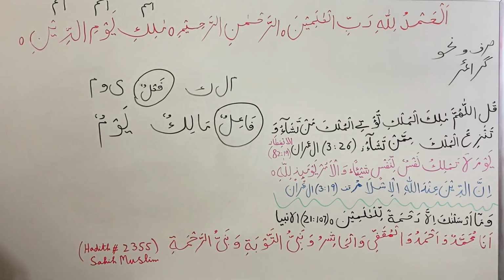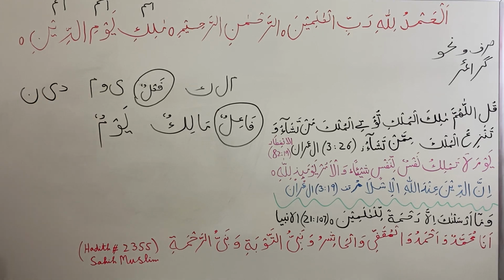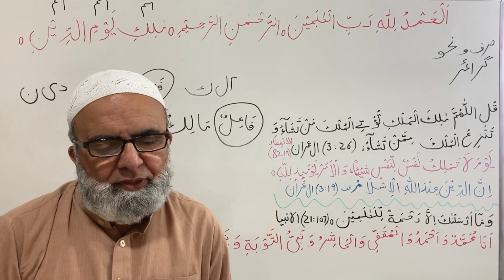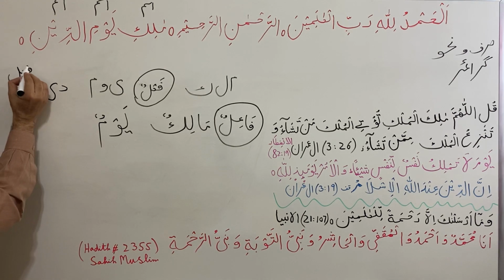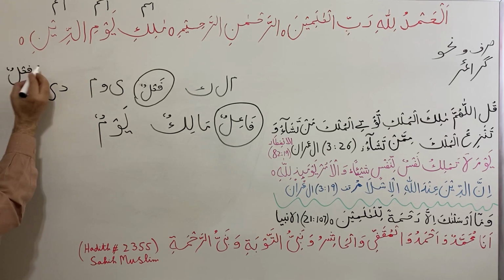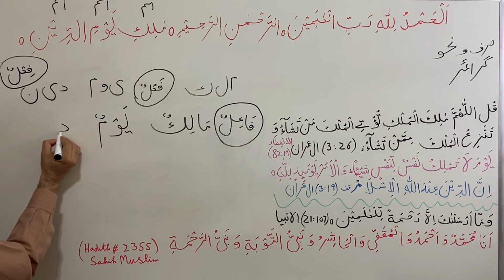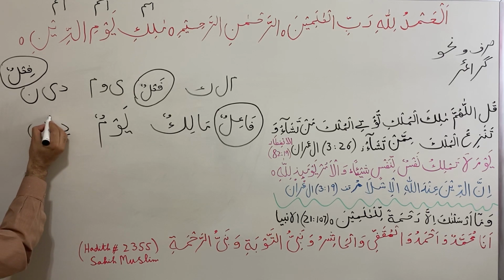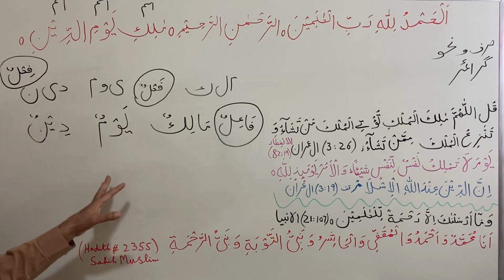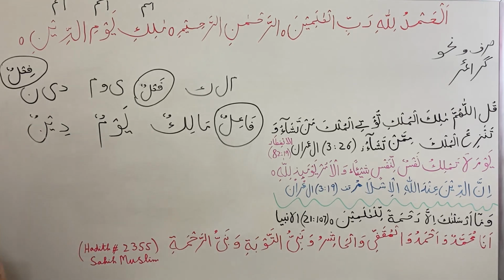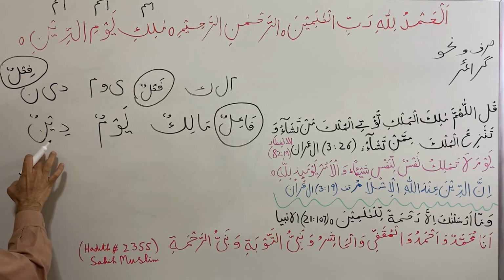After that, the next one is dal, ya, noon. Dal, ya, noon are the root letters there. But its wazn is different. Its wazn is fi'lun. So then it becomes dinun. We have now found the original words: malikun here, yawmun here, and dinun here.